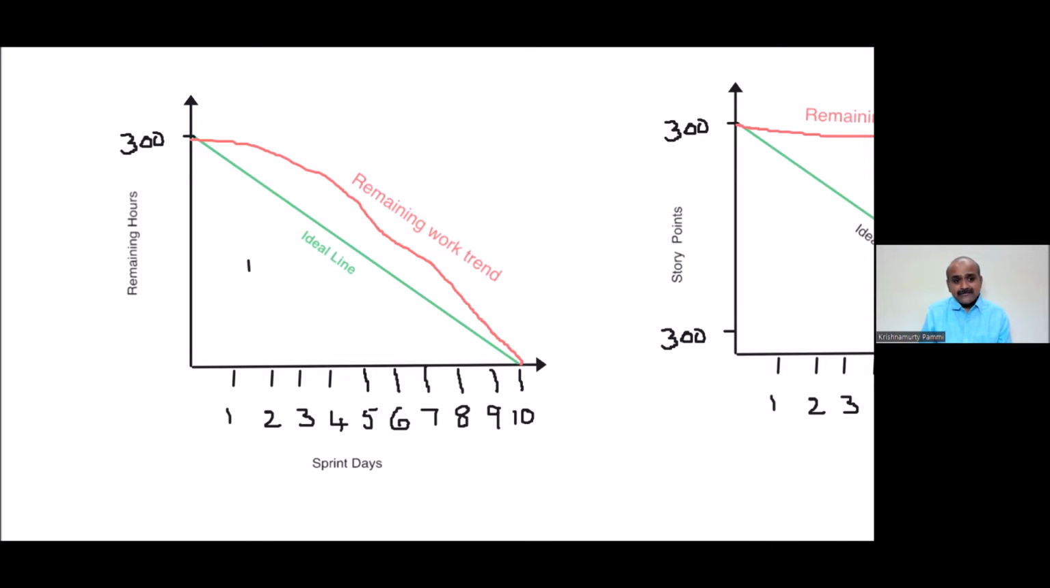For example, if a team has taken up 300 hours worth of work in the sprint planning, now 300 hours is what they have to burn.